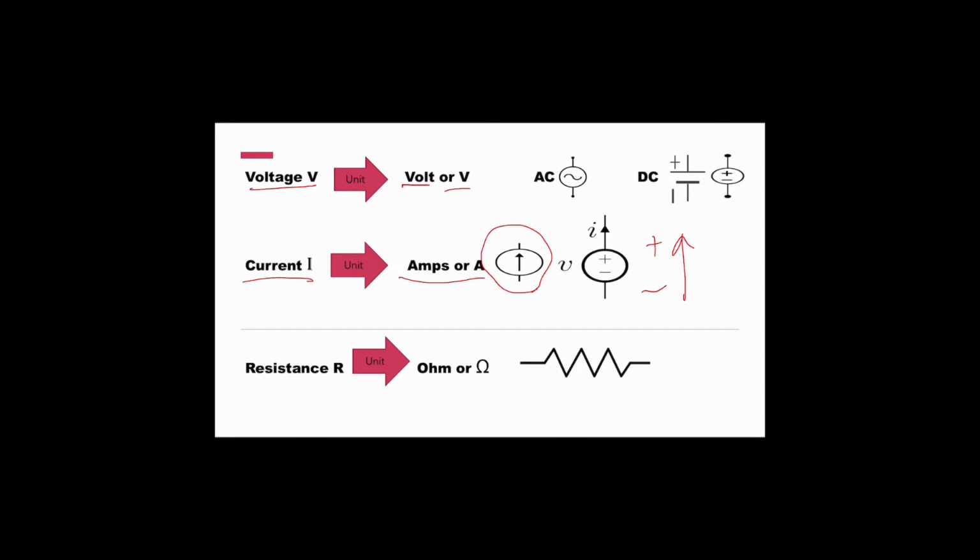Finally, we have resistance, R, and the unit for it is the omega sign, or ohm. And here is the shape of the resistance.